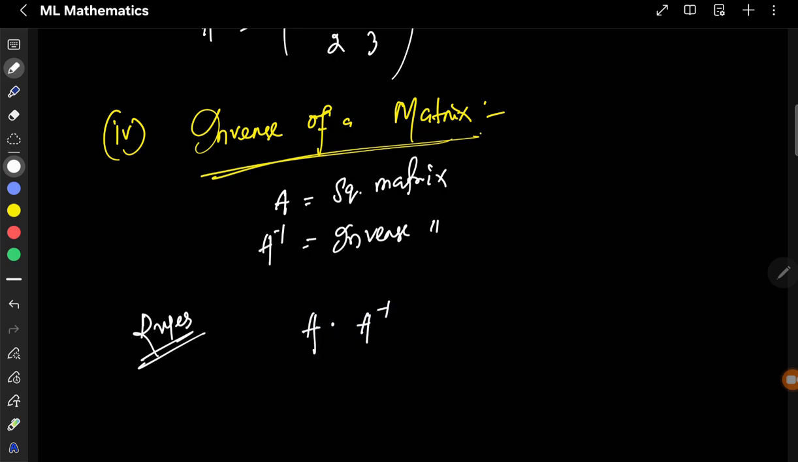If you have A and A to the power minus 1, A inverse is nothing but the inverse of the same matrix. This will give you something called the identity matrix. Formulas are the same: if you do A inverse into A, it will also give you the identity matrix. Now tell me one thing.